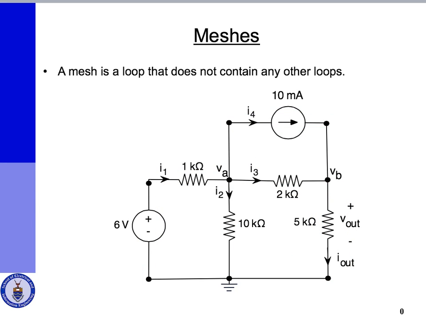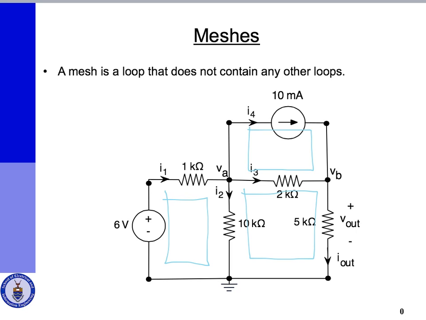The last concept that I want to talk about is meshes, and a mesh is a loop that does not contain any other loops. So we can see that in this circuit we have 5 meshes. We've got 3 meshes. We've got this mesh, and we've got this mesh, and we've got this mesh.